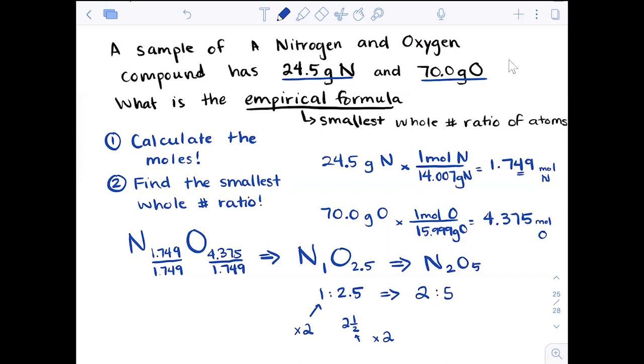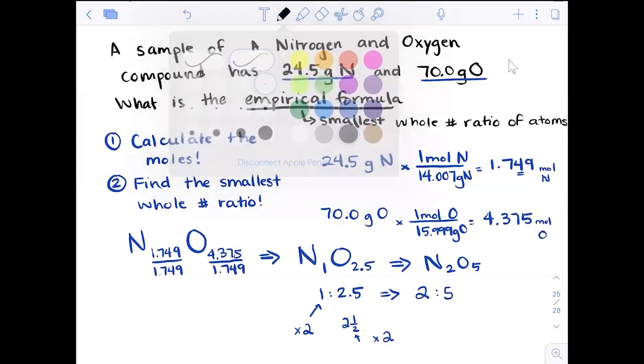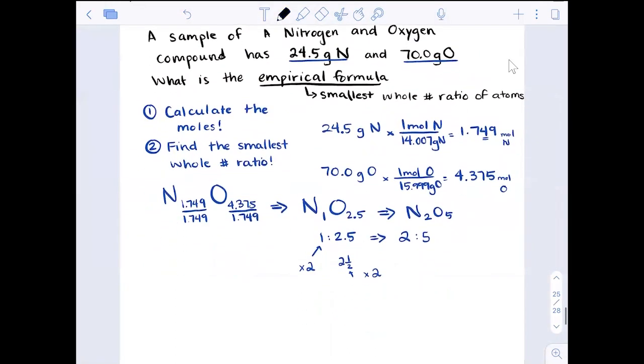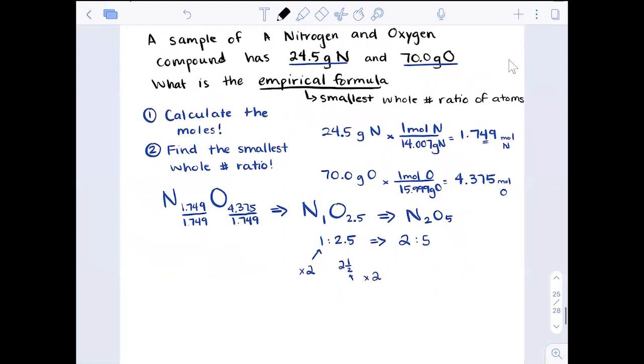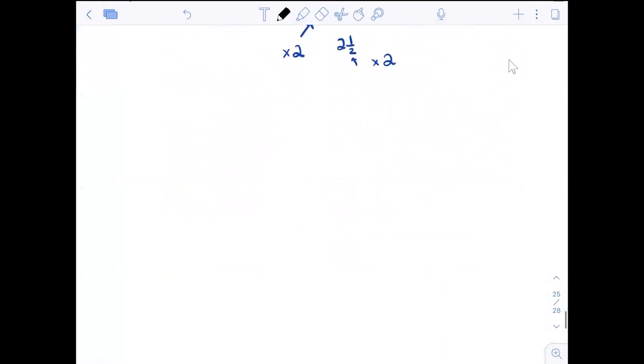Empirical formulas are helpful. The only way to actually get a molecular formula is to have another bit of information. So we can see that by given mass data, just the mass data, we can calculate the empirical formula. By given mass percents, we can also find empirical formulas.